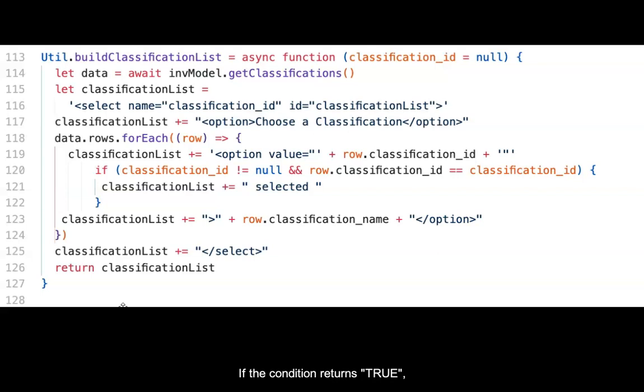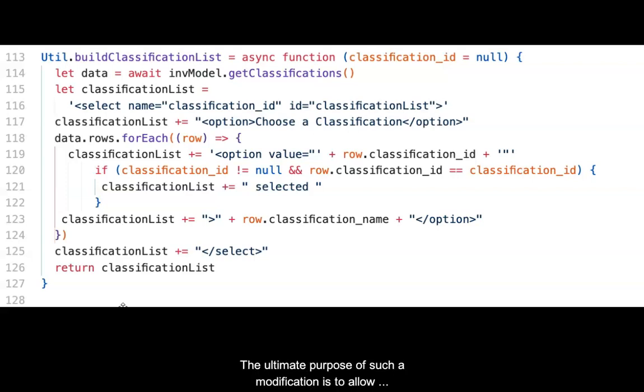If the condition returns true, then the selected attribute is added to the option and is appended into the classification list string. The spaces to either side of the attribute are important for valid HTML. Line 122 ends the if. Line 123 finishes the option element by closing the opening tag, inserting the text value, and adding the closing option tag.